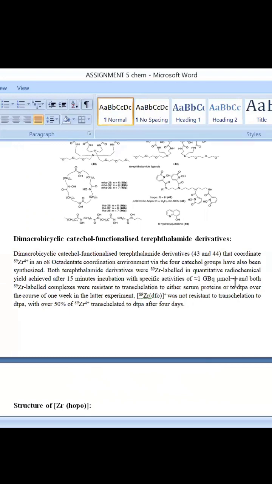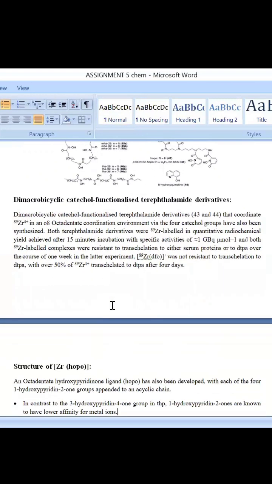GBq per micromole. Both were resistant to transchelation to either serum proteins or DTPA over the course of 1 week. In the latter experiment, the zirconium-89 DFO complex was not resistant to transchelation to DTPA, with over 50% of zirconium-4 transchelated to DTPA after 4 days.